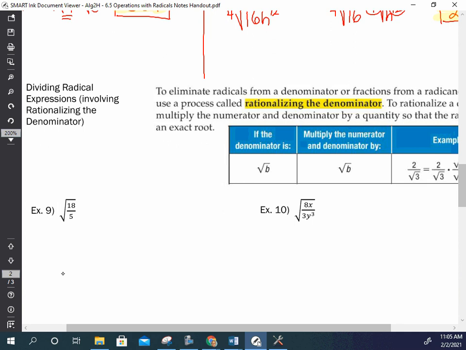If you have a square root, cube root, fourth root, any kind of root, at the bottom of a fraction, you have to get rid of it. So the process of getting rid of it is called rationalizing the denominator. Rationalizing the denominator. So we're going to start with a simple case, which is a square root.